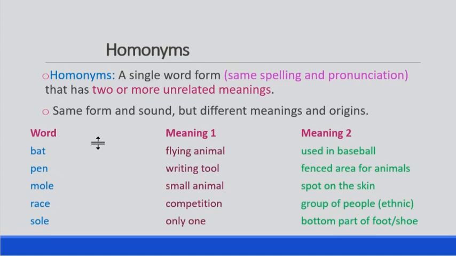Okay, so homonyms of a single word form have the same spelling and pronunciation but two or more unrelated meanings. For example, bat. The first meaning is a type of flying animal, and the second meaning is a tool that is used in baseball. Bat. Okay, the same spelling and pronunciation, but two different meanings. That is a homonym.